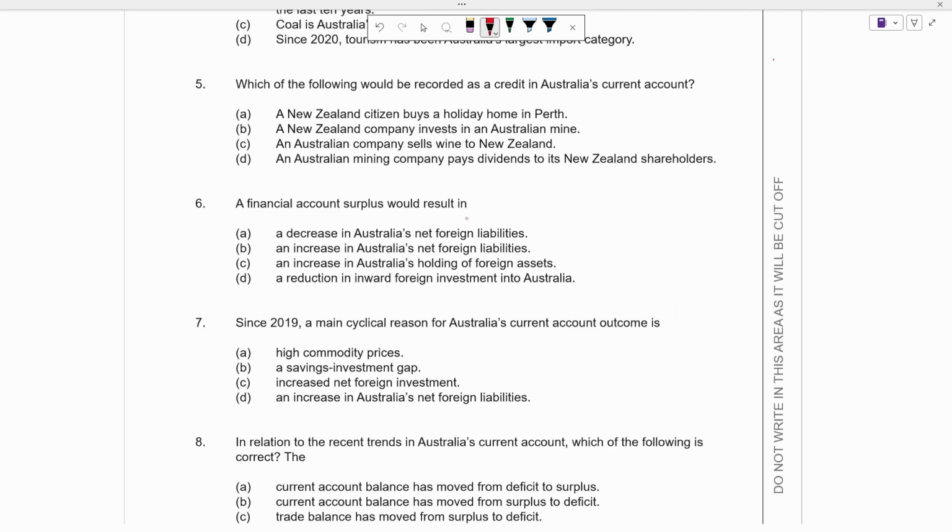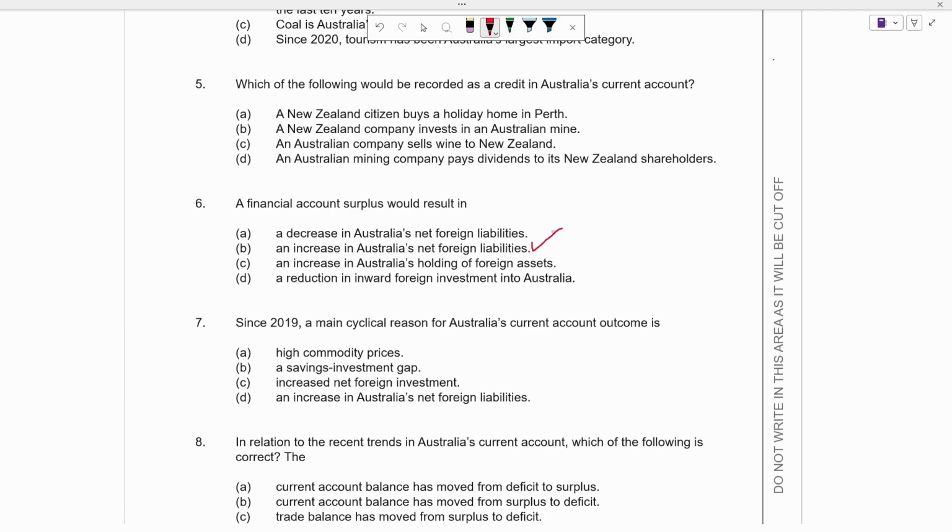So what is a financial account surplus? Well, it's when the amount of foreign investment into Australia exceeds the amount of investment Australia invests abroad. So that means Australia's foreign equity and loans are increasing relative to Australia's foreign assets, therefore increasing Australia's net foreign liabilities. So the correct answer is B.